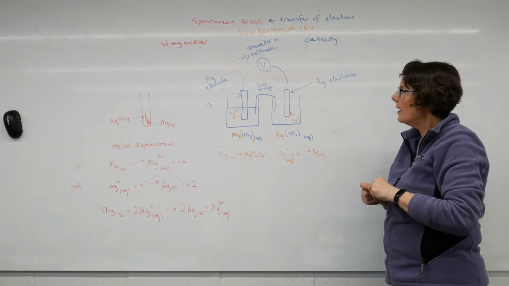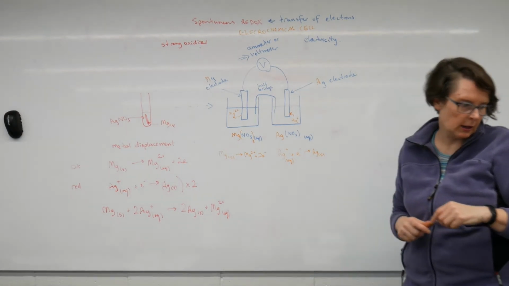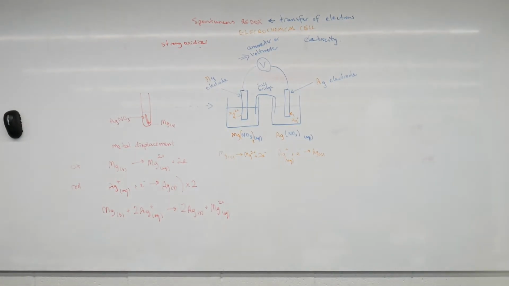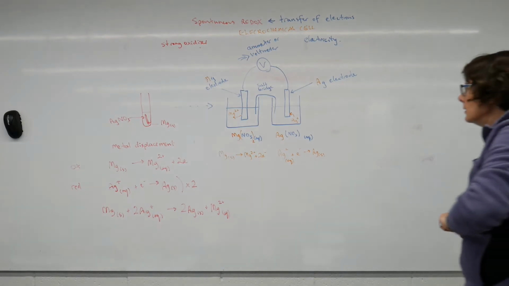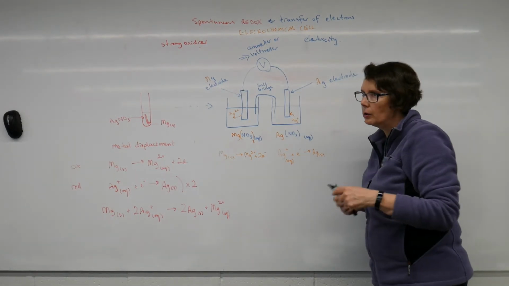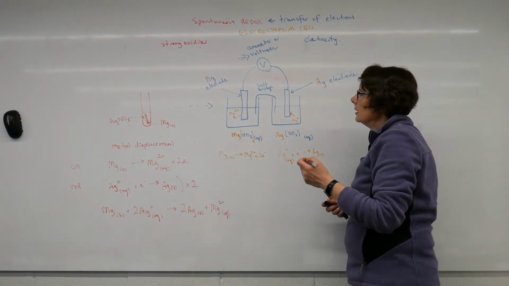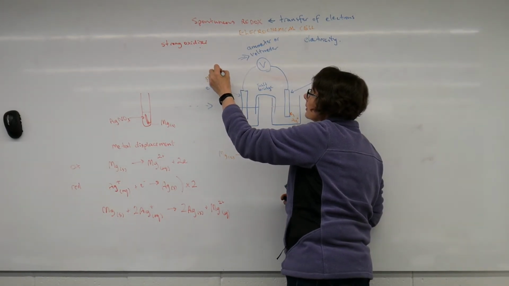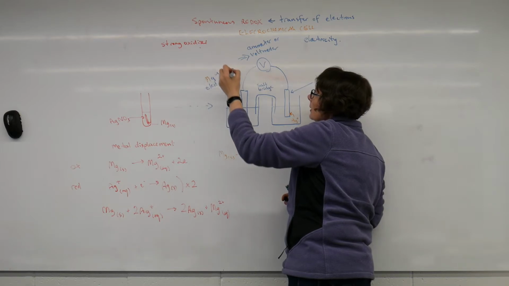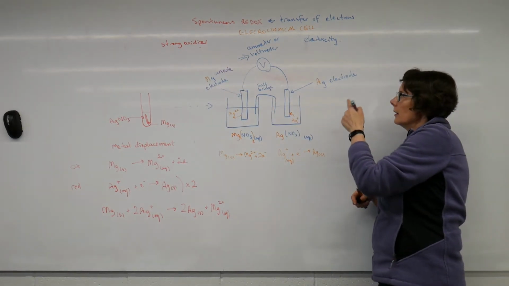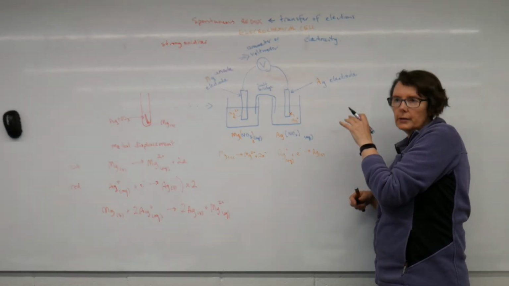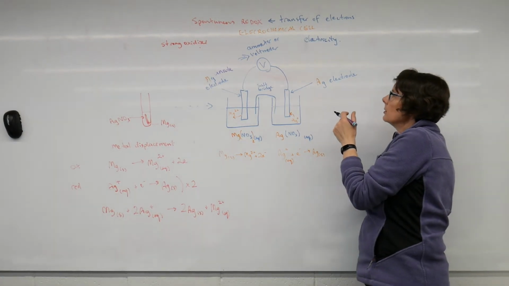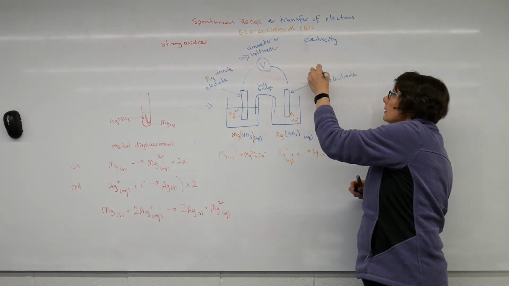Now, we have special names for our electrodes. The electrode where oxidation occurs is called the anode. And the electrode where the reduction is occurring in our electrochemical cell is the cathode.